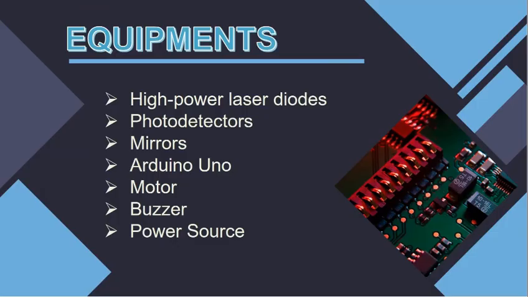Assalamu alaikum everyone. I am roll number 20191608, Kazi Tabassum Suraya. I will be talking about the equipment and circuit diagram of our project. The equipment that we have used for this project are high power laser diodes, photodetectors, mirrors, Arduino, motor, buzzer, and power source.